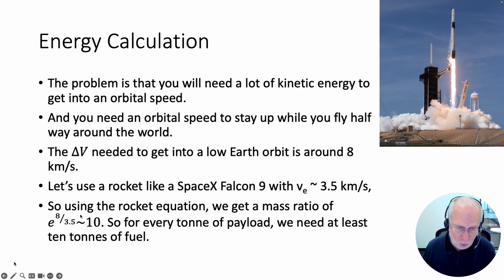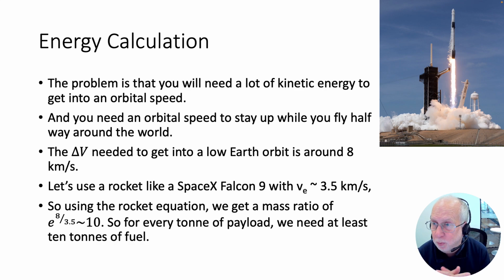So we've got the rocket equation, which tells us we get a mass ratio of e to the delta V over V_E, e to the 8 over 3.5, which is about a factor of 10. So that means for every ton of payload you put into space, you're going to need at least 10 tons of fuel. We normally talk more like 20, but 10 is a sort of bare minimum for an extremely low Earth orbit, which is all you need if you're just going to nip around half the Earth and come back down again.